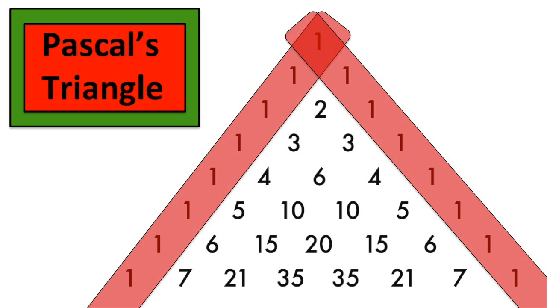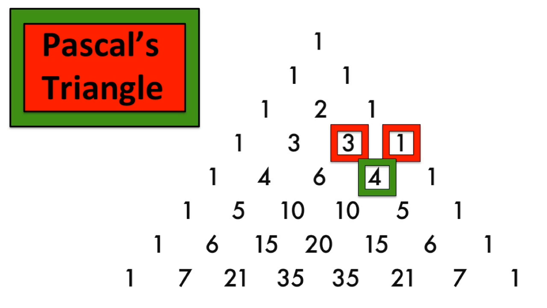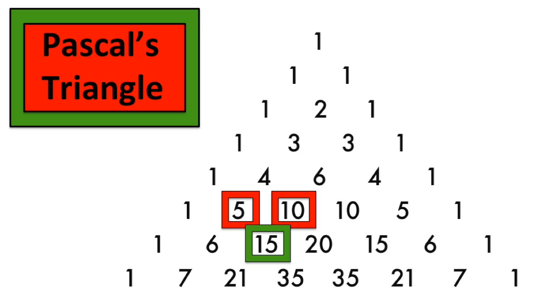First, each row begins and ends with a 1. Second, adding 2 numbers that are side by side produces the value below the 2 numbers. So for example, 1 and 3 make 4, or 5 and 10 make 15.